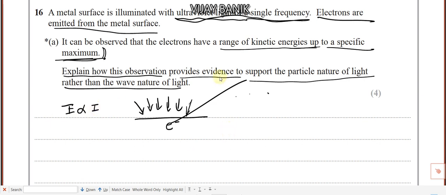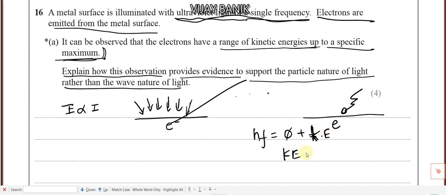So that is the reason the electron will have unlimited kinetic energy, because energy is directly proportional to intensity. Now, what happens in particle theory? In particle theory, there is one photon and one electron interaction, and the electron has a work function. Anything after the work function is converted to kinetic energy. The formula is hf equals phi plus half mv squared. So kinetic energy is hf minus phi. After deducting the work function, whatever energy is left is converted to the kinetic energy of the electron. So kinetic energy is very much limited.